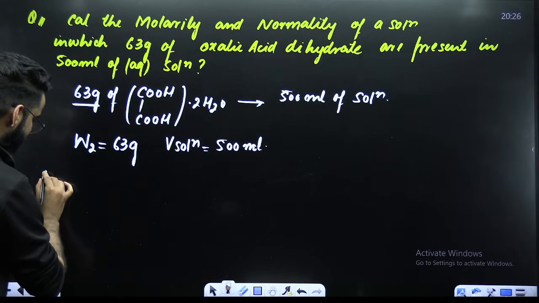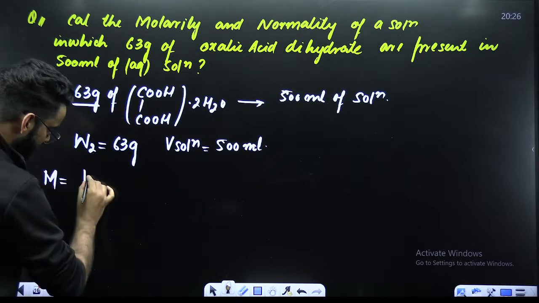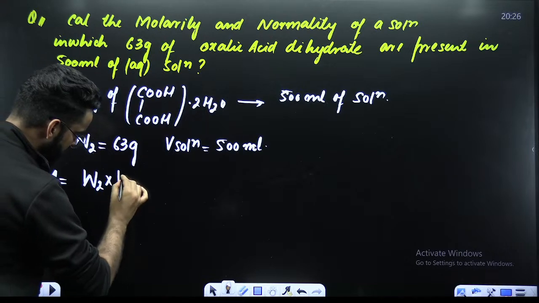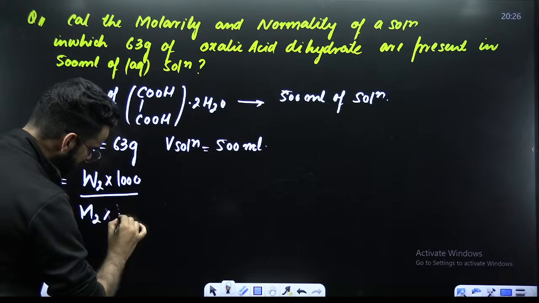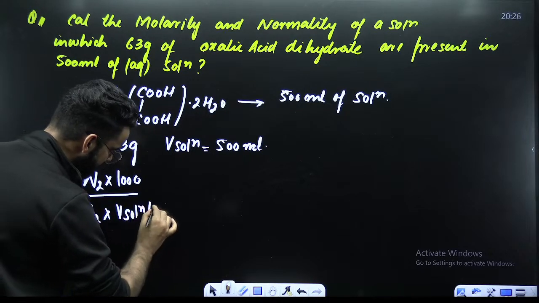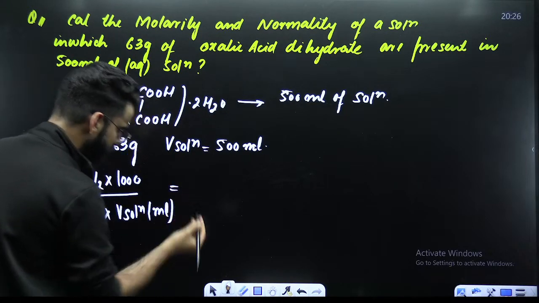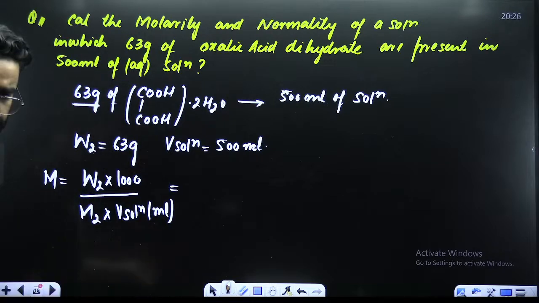First, molarity. How do you get the molarity? Mass of solute in grams multiplied by 1000, divided by the molar mass of solute and the volume of solution in ml. This is the formula with the help of which you can calculate molarity. You should know it.